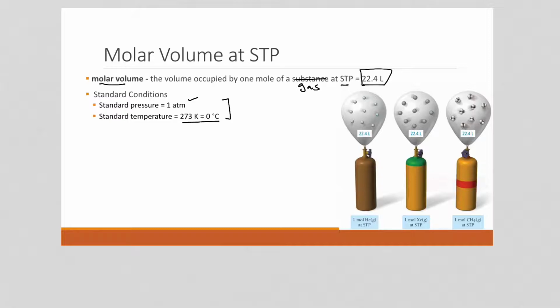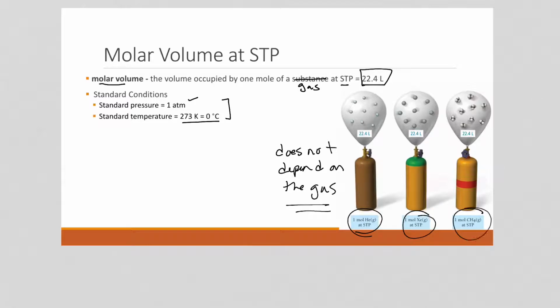And so the volume of a gas at STP is 22.4 liters, right? And it does not depend on the gas. So it doesn't matter what the gas is, whether it's helium or xenon or methane. If you have 1 mole of it at STP, it will occupy the same molar volume, 22.4 liters.